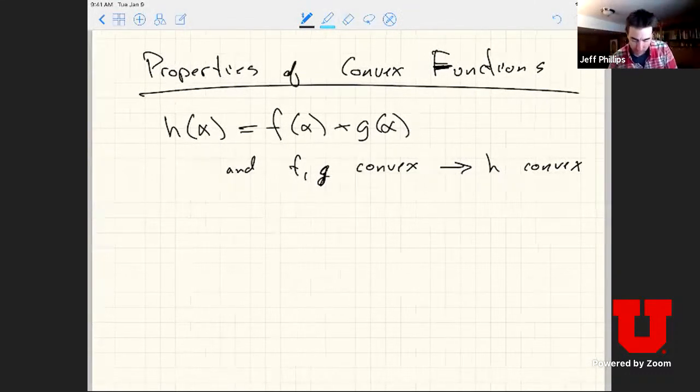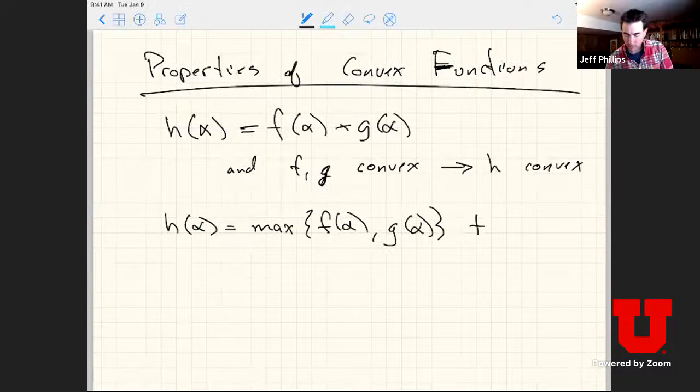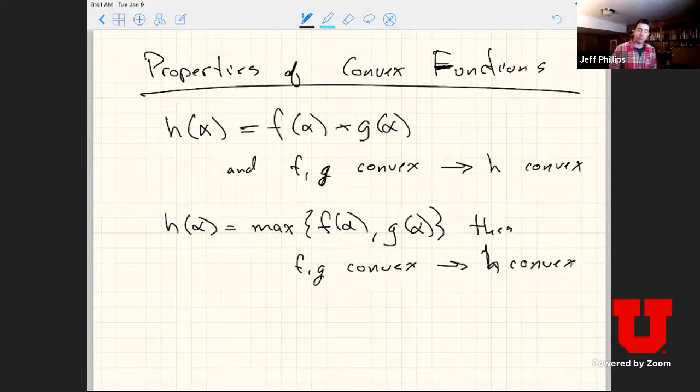This is super important. We can also say that if h of alpha is equal to the max of f of alpha and g of alpha, then f and g convex imply h is going to be convex. Okay, so if we take the max of two convex functions, that's also going to be convex, right? So we can also use a max operator. This is less commonly used, but we'll see a hinge loss that's going to do something like this, that'll imply the hinge loss is going to be convex, for instance.